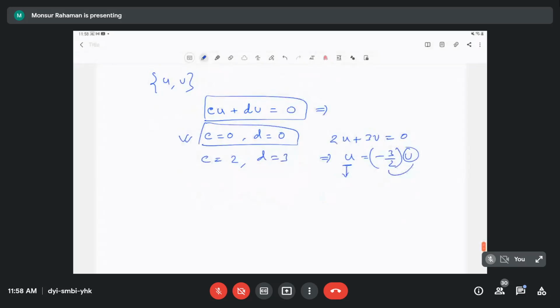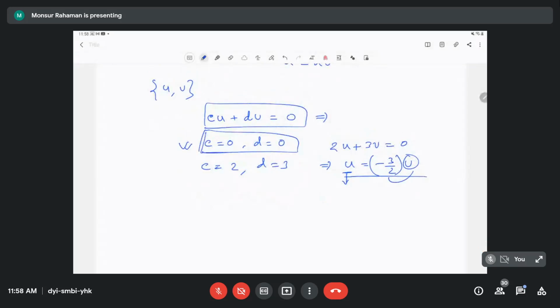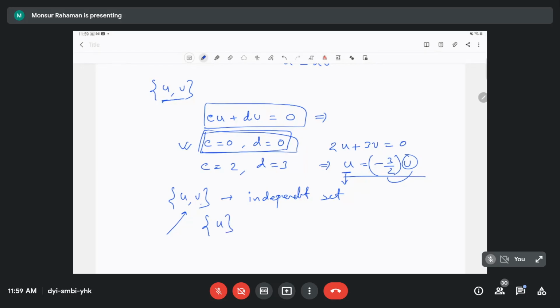So this is called a dependent one, and if there is no other non-zero solution, then it will be called independent. So if a set contains u and v and they are independent, then this set will be called an independent set. What about this set? When is a single-element set independent or dependent?